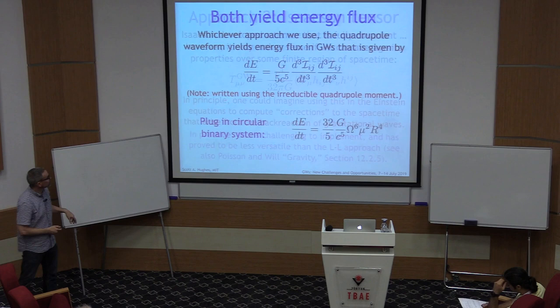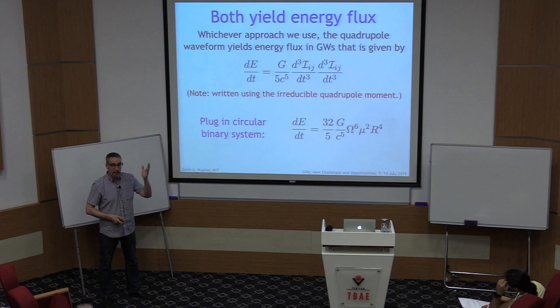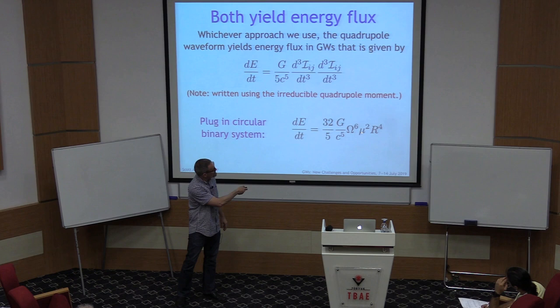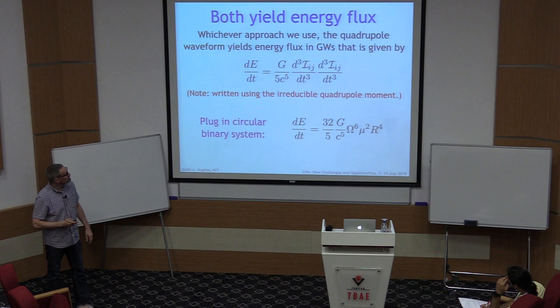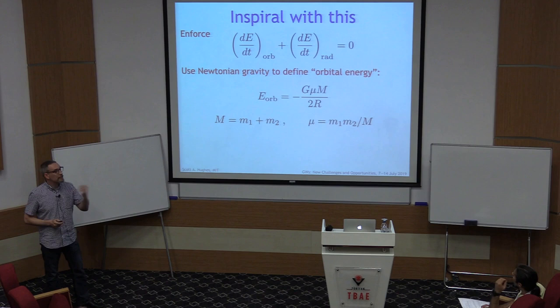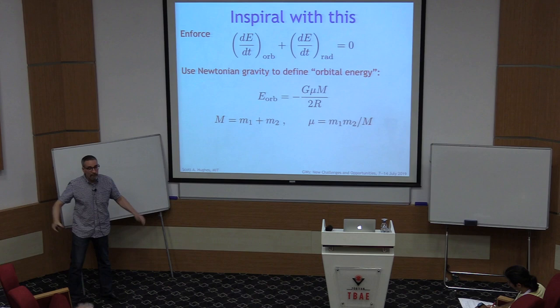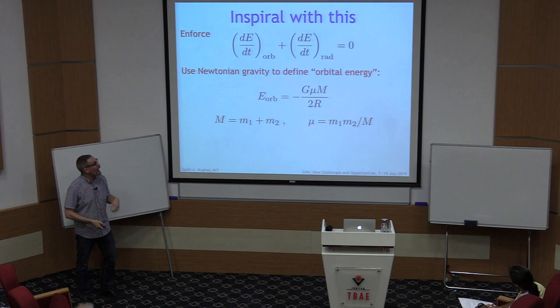Now, if I use the quadrupole moment that corresponded to my circular binary system, that tells me that at some instant, the energy flowing out of this thing is related to the reduced mass of the system, the separation of the binary, and the orbital frequency, like so. I'm going to require that energy be globally conserved. And so what I'm going to do is imagine that this energy that is being radiated away from the system is balanced by a rate of change of the energy associated with the orbit. For now, I will just use Newtonian gravity to define what the orbital energy is.